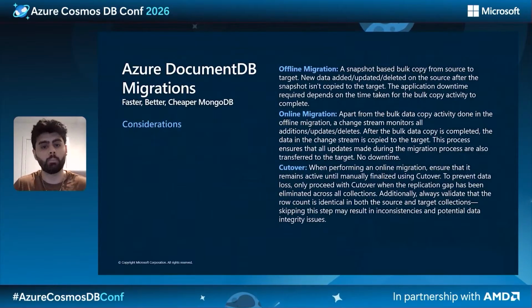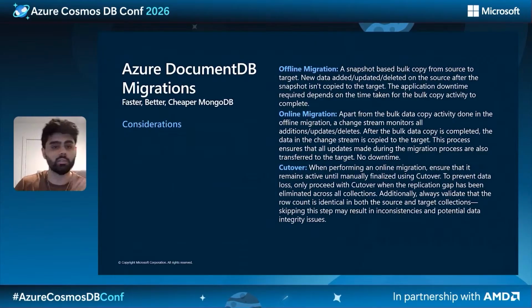And we also made sure migration is seamless for whatever workload you're looking at. We offer 3 types of migration. First, we have the offline migration. So think about it like a snapshot bulk copy from the source to the target. If new data has been edited after we start an offline migration, it's not going to be copied over.